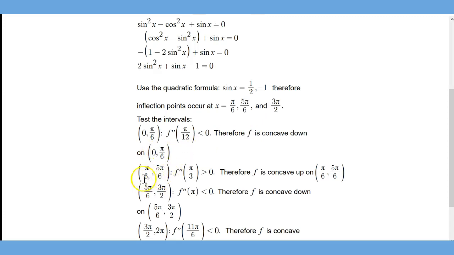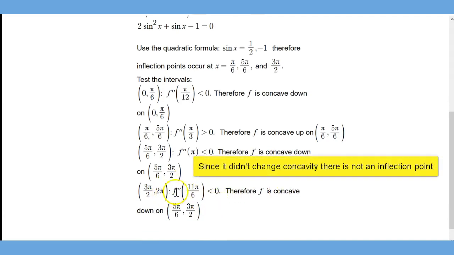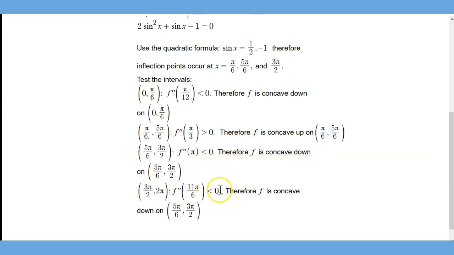Now I'll test a point in the next interval between pi over 6 and 5 pi over 6. So I chose pi over 3, and that was greater than 0. Therefore, f is concave up between pi over 6 and 5 pi over 6. And then between 5 pi over 6 and 3 pi over 2, I choose pi, and the second derivative is less than 0 there, so it switches to concave down again. And then 3 pi over 2 to 2 pi, I chose 11 pi over 6. It's concave down there again.